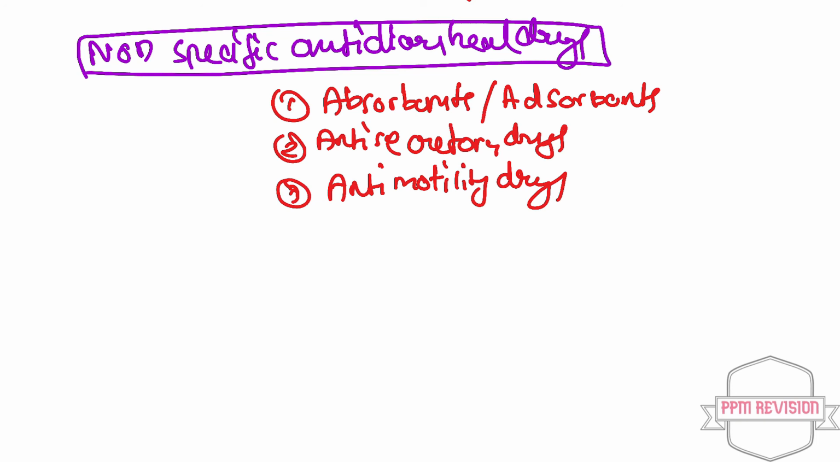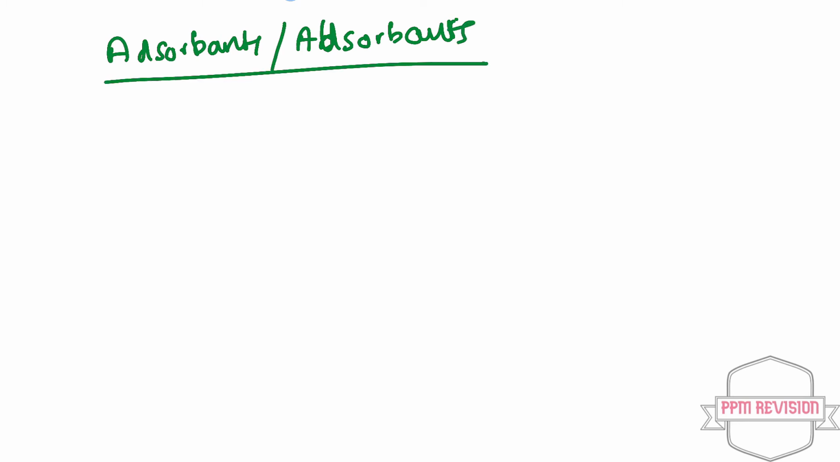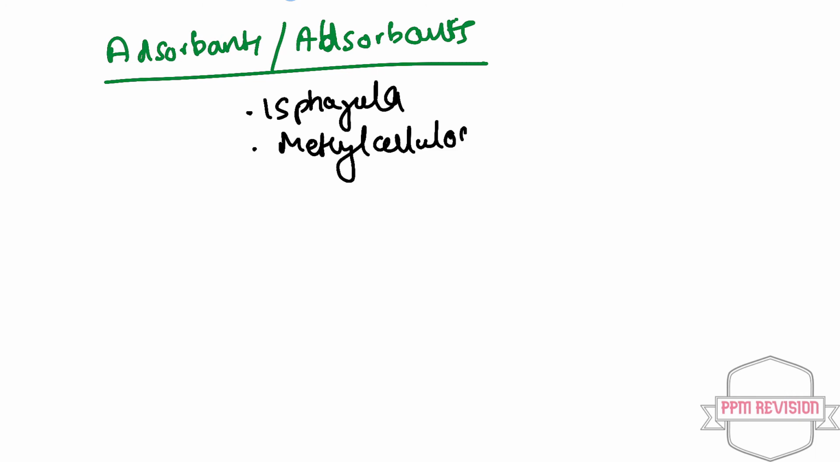Let me just repeat it. Absorbents or adsorbents, anti-secretory drugs, and anti-motility drugs. Now looking at it individually, under adsorbents and absorbents, there is aspagula, then also methylcellulose, also choline as well as pectin.